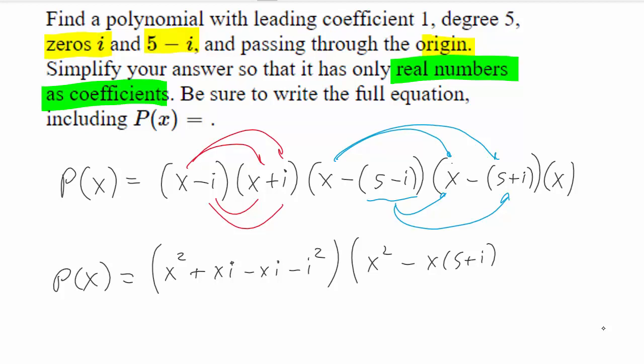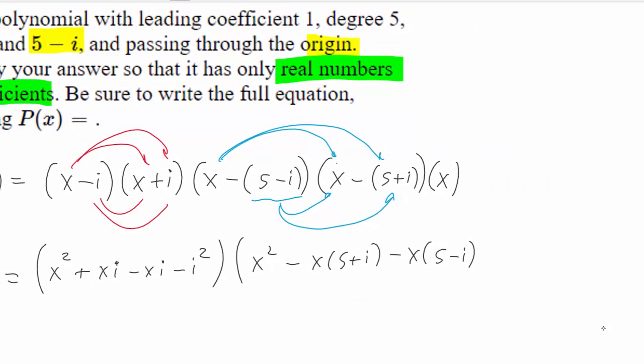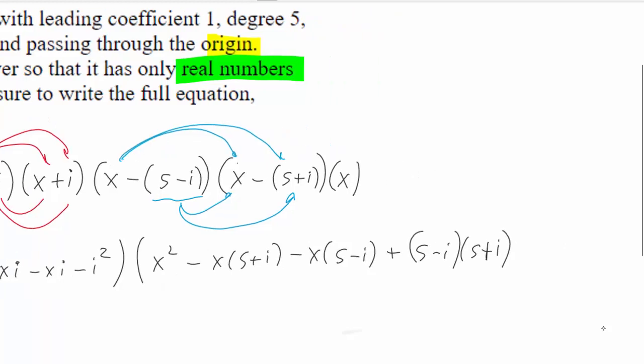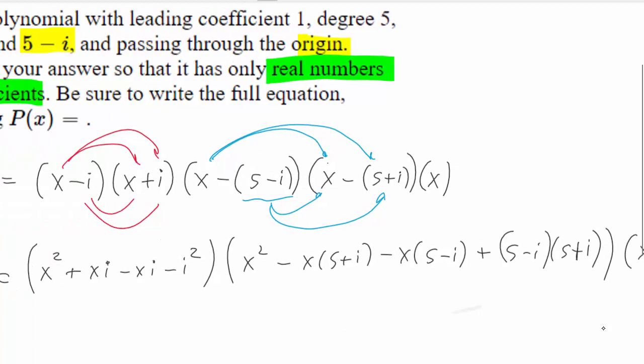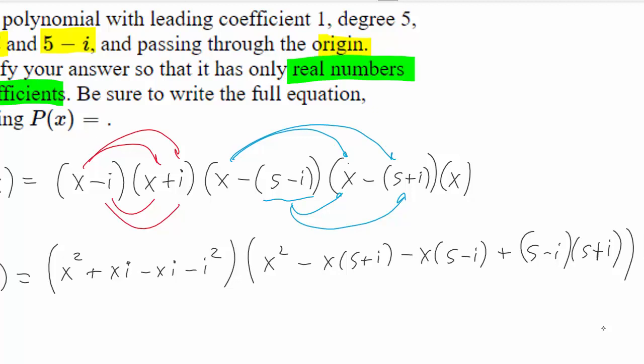And then the other one will be minus x times (5 minus i). There we are. And then last but not least, this one is a negative, so it's going to make a positive: (5 minus i) times (5 plus i). And then this whole thing will be times x, that x on the outside. So just to help you understand, make sure you're following where everything came from. These two factors gave me this.